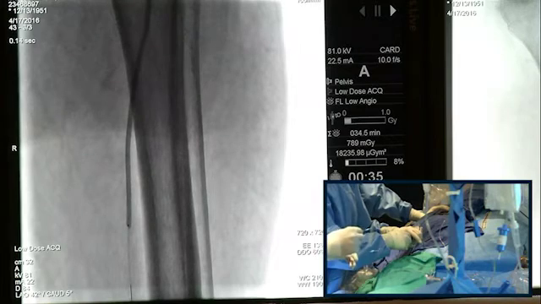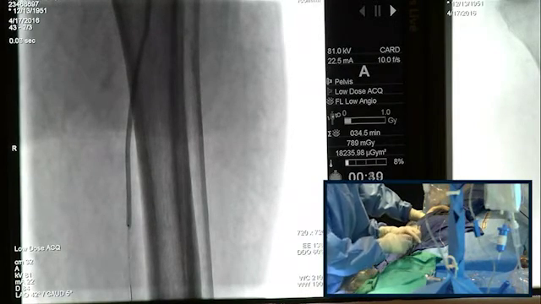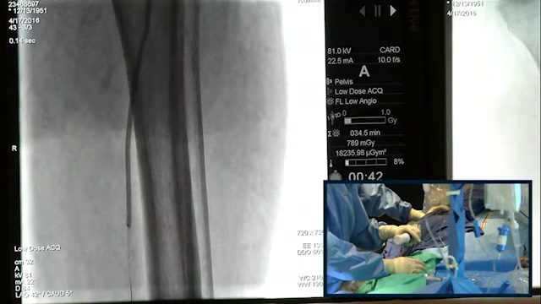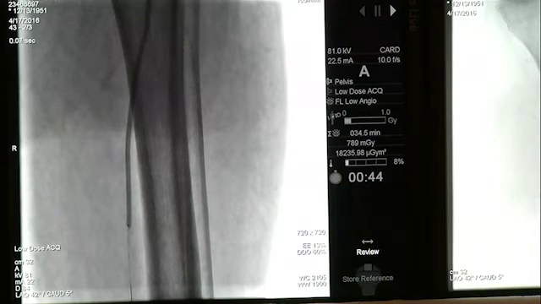So we did the TP trunk. We are working on the proximal PT. And after this, we'll take a couple of pictures of the distal tibial and the foot. And then we'll move on to the AT if we think it's necessary.